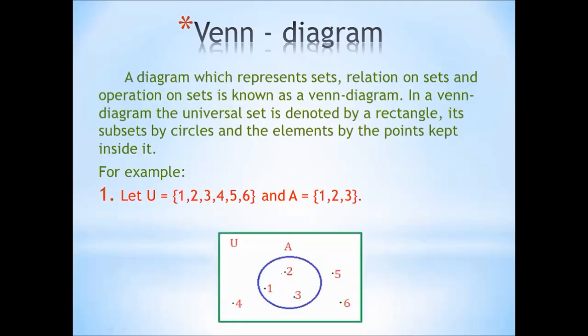This green rectangle represents the universal set. A is a subset of the universal set, so the circle which represents A is inside the universal set. Now the elements of A you have to write inside the circle, and the remaining elements you have to write outside of the circle and inside of the rectangle. Okay, let's see the next example.